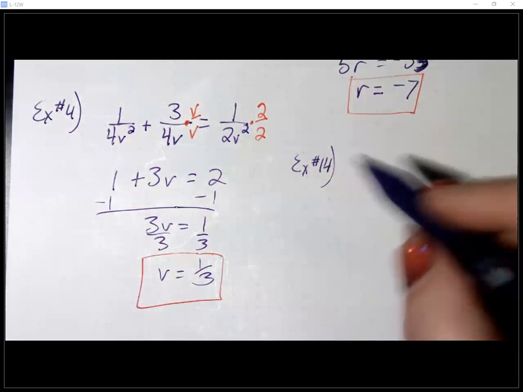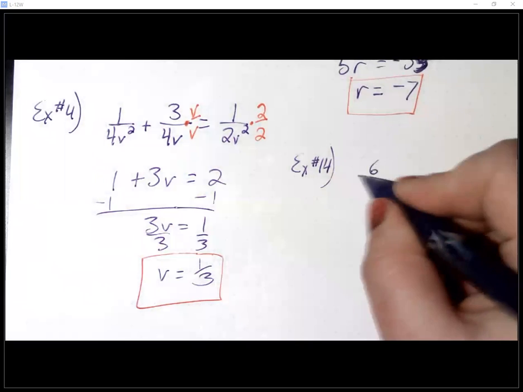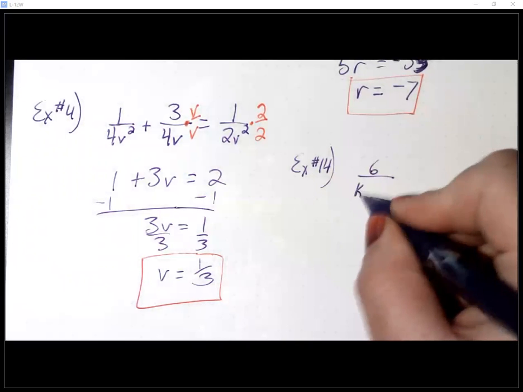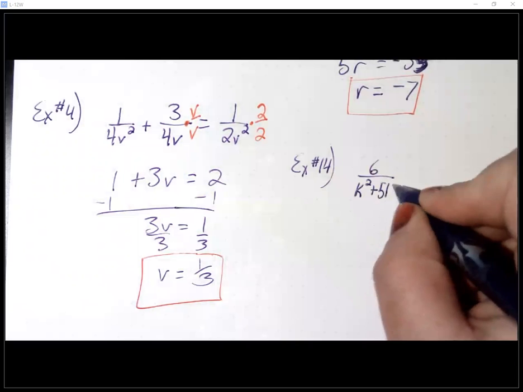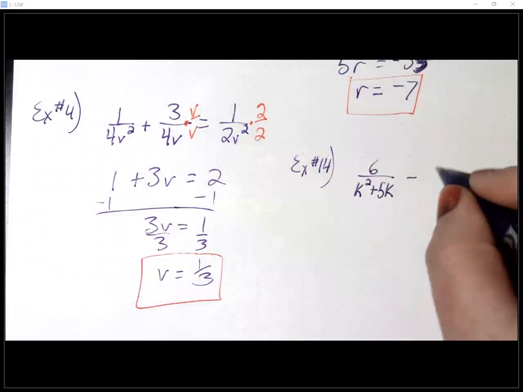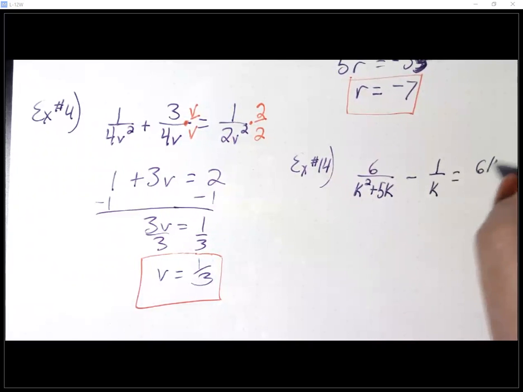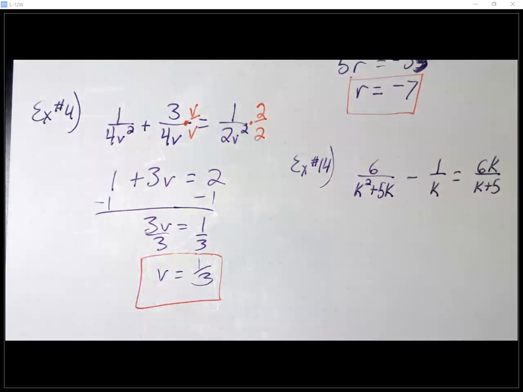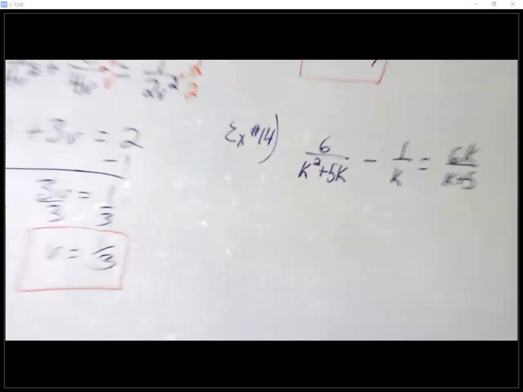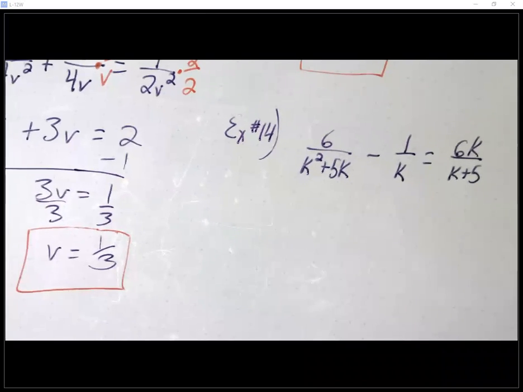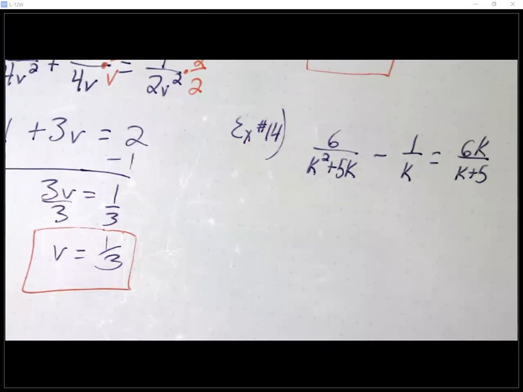6 over k squared plus 5k minus 1 over k equals 6k over k plus 5. All right, so, there we are. Okay, what do you think we should do first?